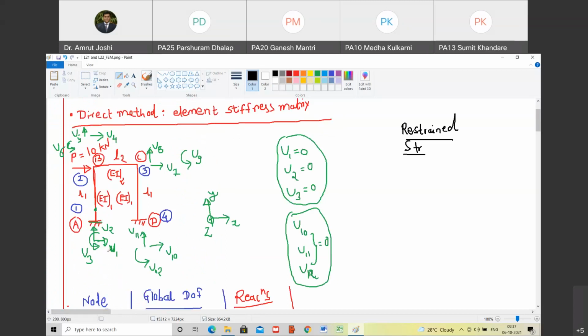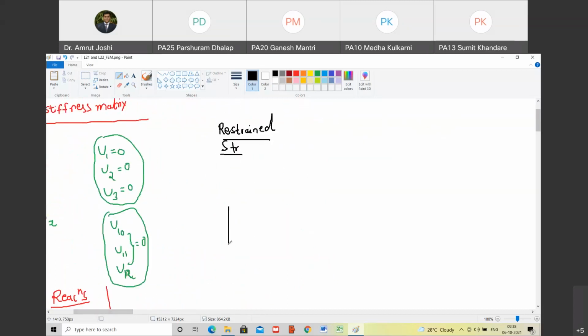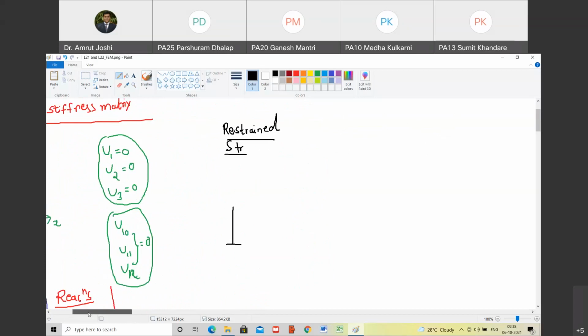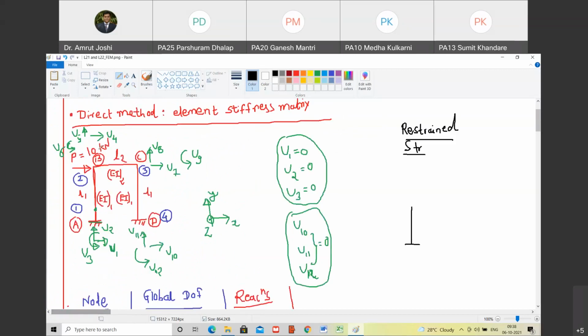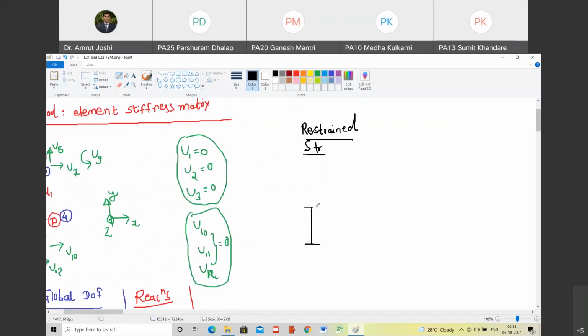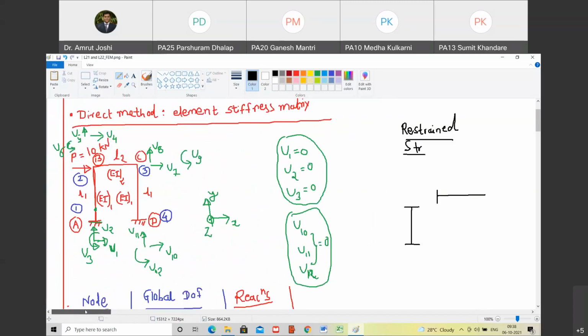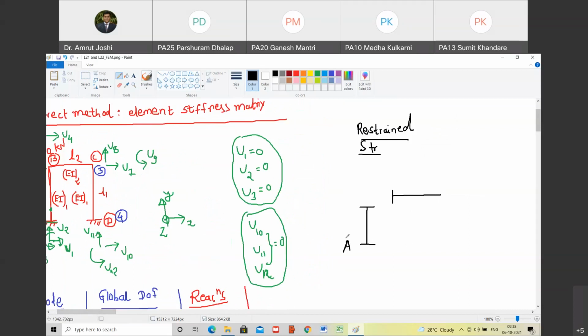So I don't want U1, U2, U3. So already the structure is fixed here. I will show that end as a fixed one. Happy? Yes, sir. I don't want U3, U4. I don't want U4, U5 and U6 to occur. So therefore, I'm going to make this end of the column also a fixed one, and this end of the beam also a fixed one. So this is A. This is B. Are you with me?